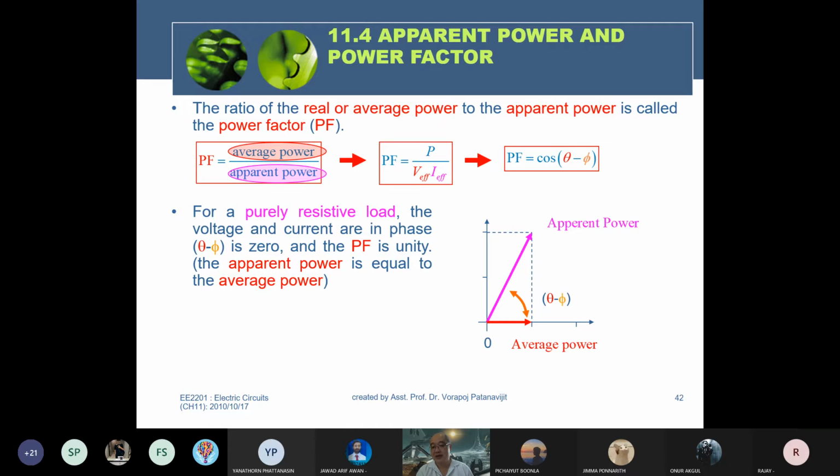For a pure resistive load, the voltage and the current are in phase, and theta and phi are 0. And the power factor is unity. The apparent power is equal to the average power, perfectly.